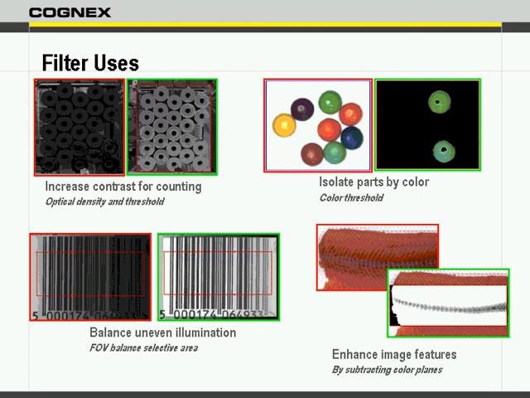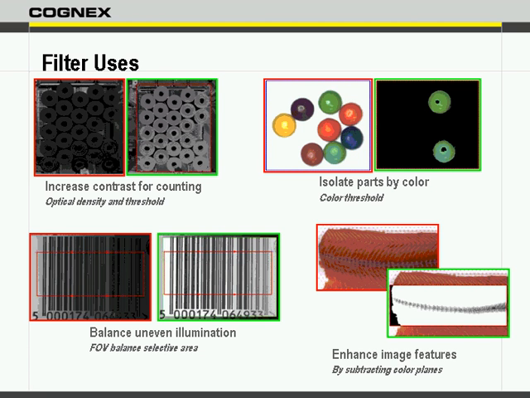In these images on the upper left corner, you can see we have a bunch of rolls of paper and pretty low contrast, pretty difficult to count. You can apply a filter to these and you can see that the centers of each of these rolls is a lot more apparent. So in this case, the image is a lot easier to inspect with a counting tool.